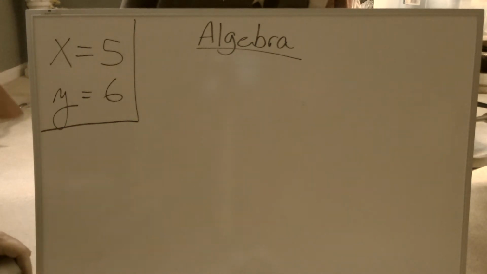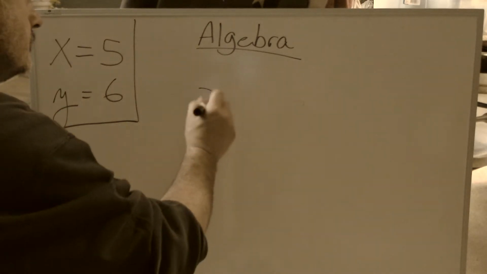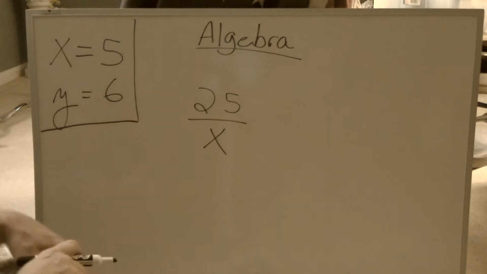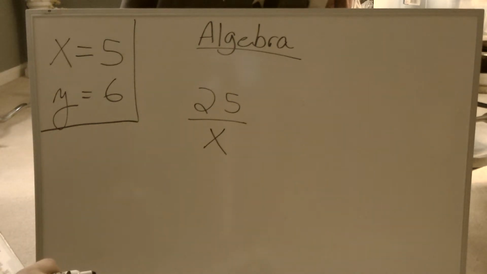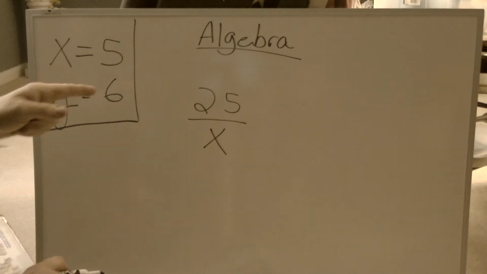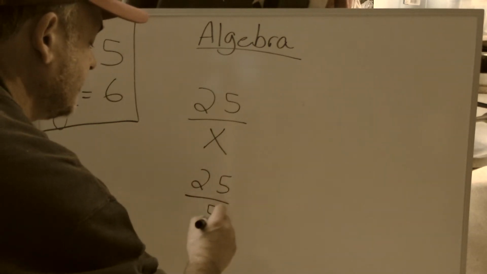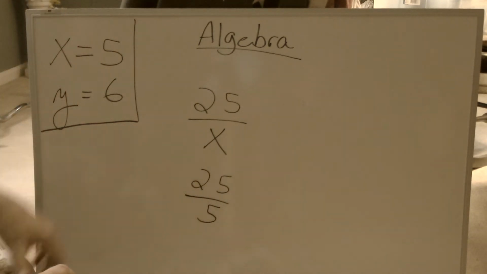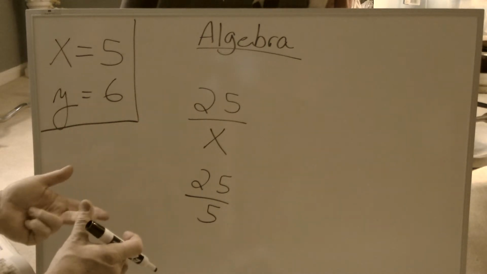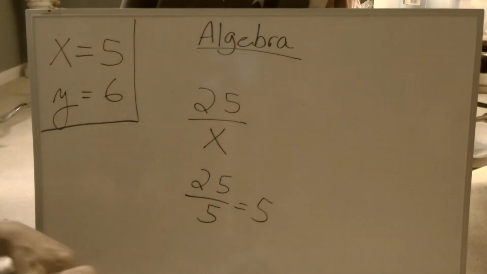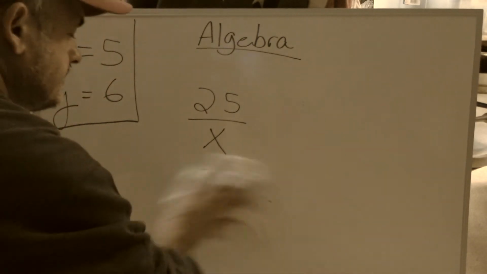Let's look at another one. 25 divided by X, because that's what that means. 25 divided by X. So 25 divided by 5, because X is 5. 5 into 25. 5, 10, 15, 20, 25. 5 times. So that's pretty simple.